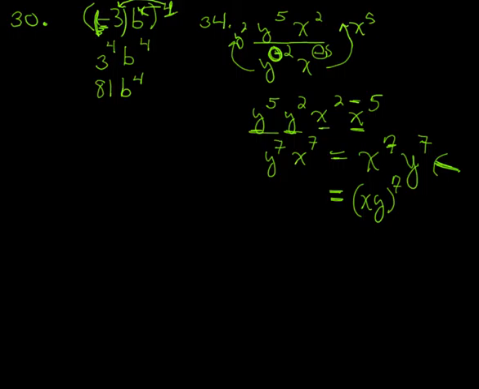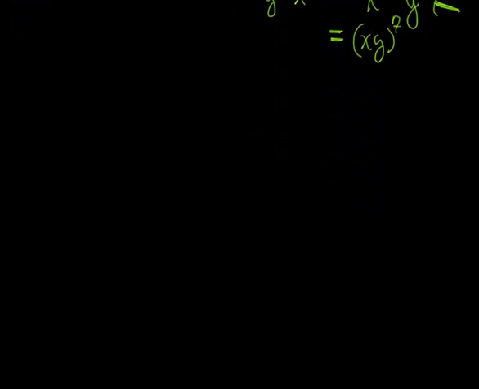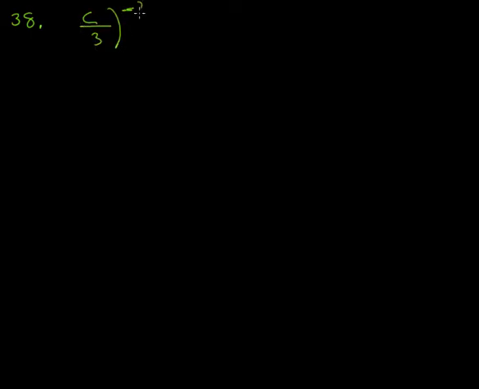All right, we're going to continue down this column of even ones, make sure that we see everything we can see here. So 38, so c cubed all to the negative 2. Now the negative 2 can be applied to each part of this fraction. I'm distributing the power through.